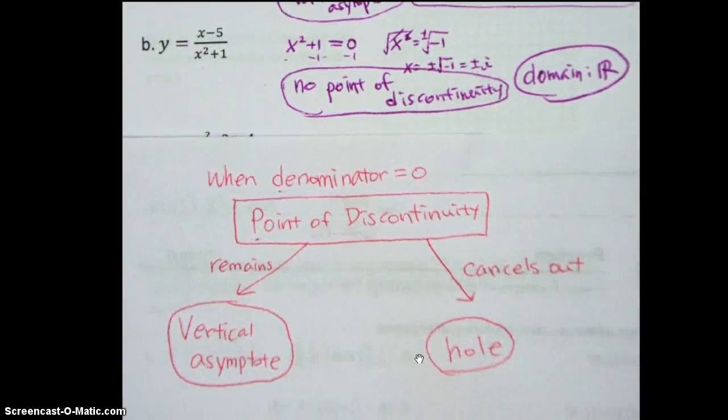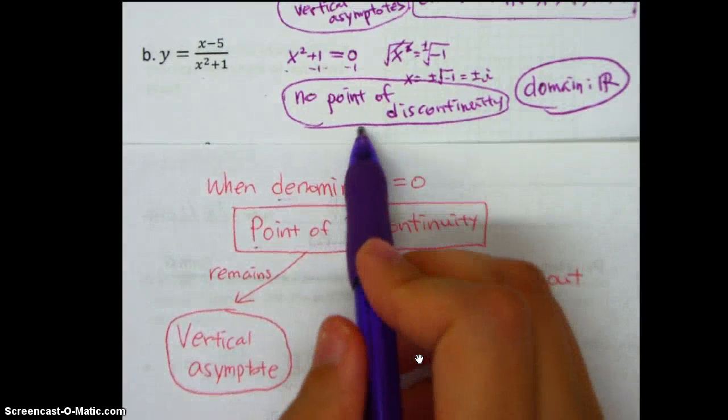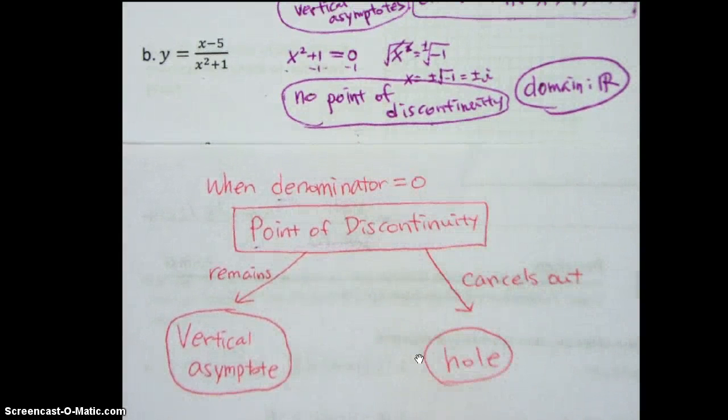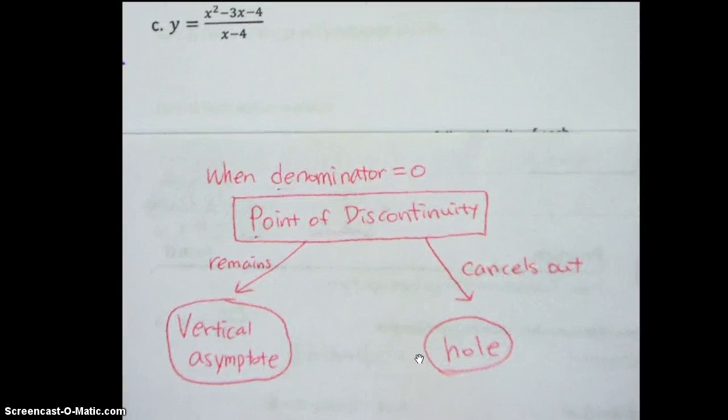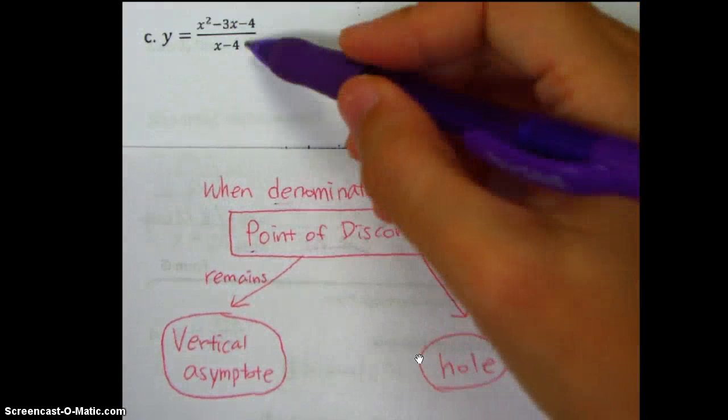So because we don't have any point of discontinuity, we don't have to figure out if they are a hole or a vertical asymptote. So we are done. Let's look at C. Okay, let's look at the bottom number.